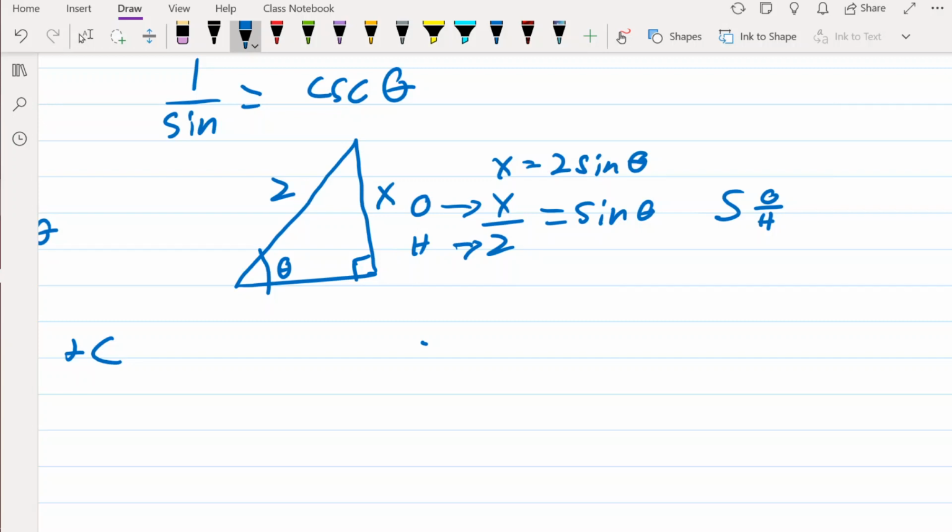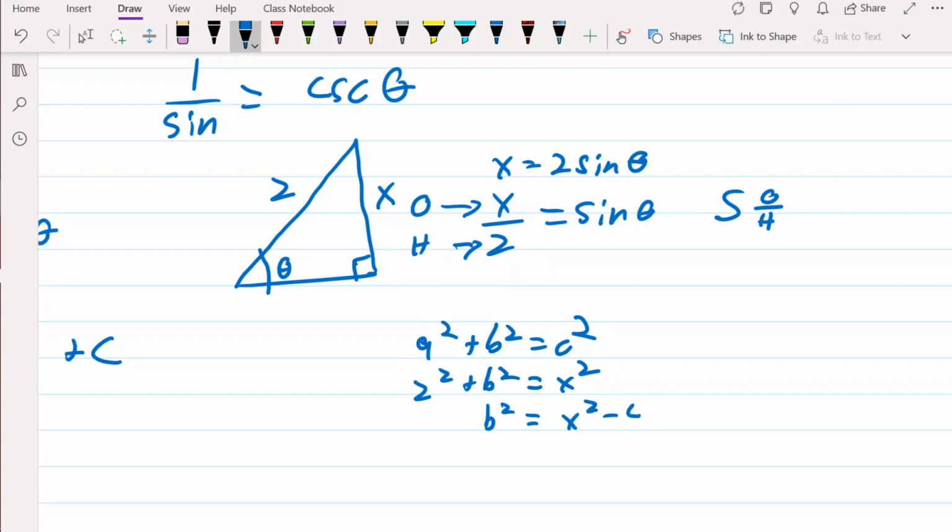So now we're going to use a squared plus b squared equals c squared. We're going to have 2 squared plus b squared equals x squared. So b squared equals x squared minus 4, and b is going to be equal to the square root of x squared minus 4. So this last side right here is going to be equal to the square root of x squared minus 4.